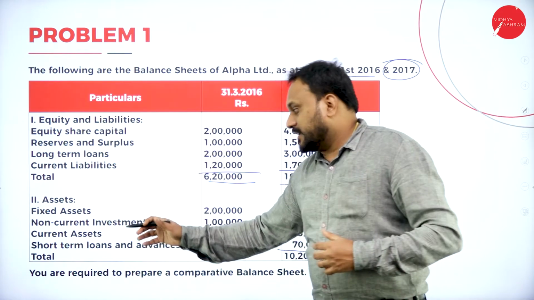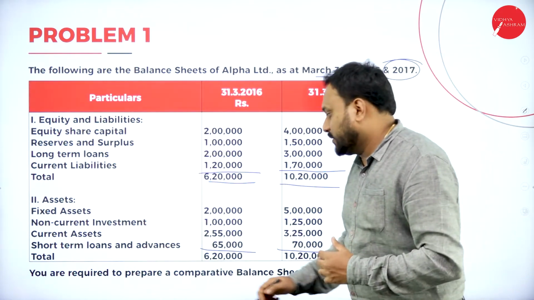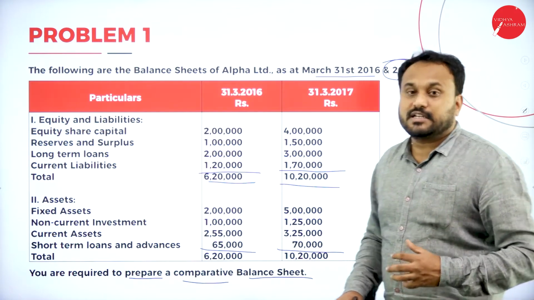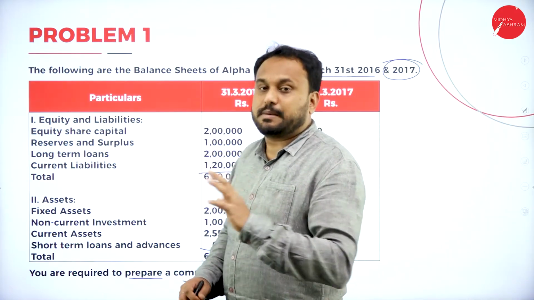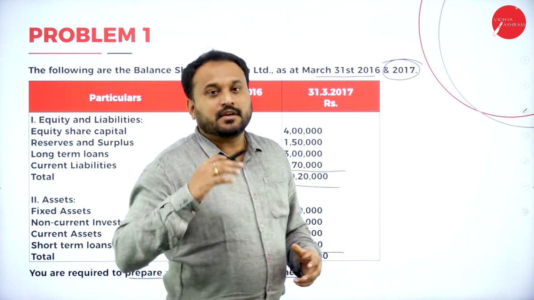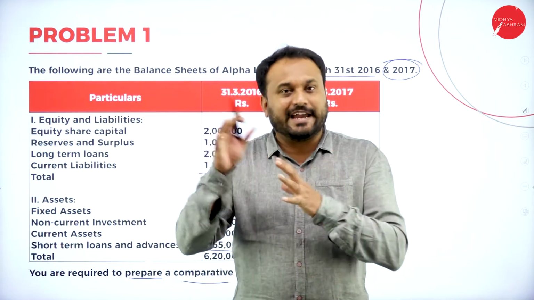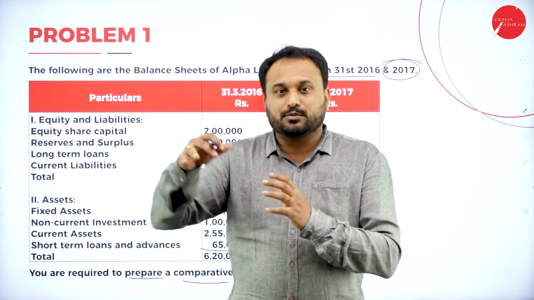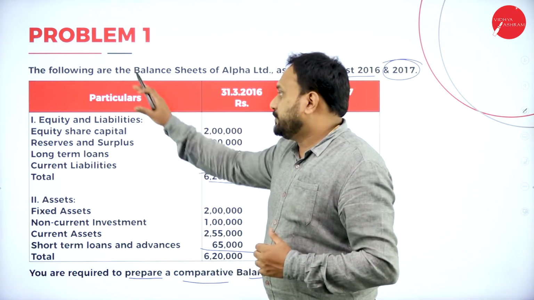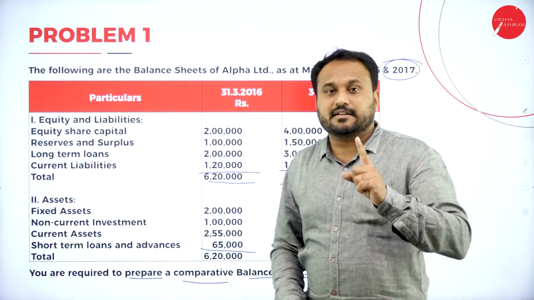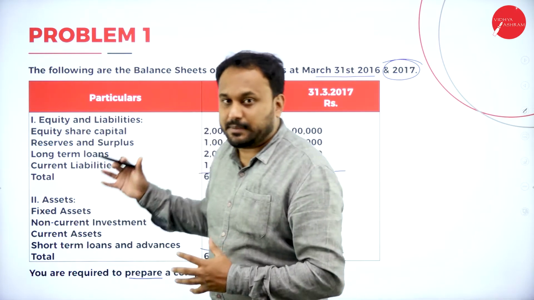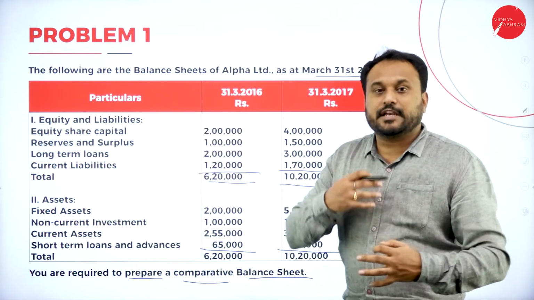What they're asking us is, you are required to prepare a comparative balance sheet. So we are supposed to prepare a comparative statement. Here I told you that you need to go with the 5 columns. I told you 1, 2, 3, 4, 5, what exactly the columns will look like. The particulars remain the same, but there is a thing you need to understand. Clarity is not there in the question paper. So what we should do is go with clarity.